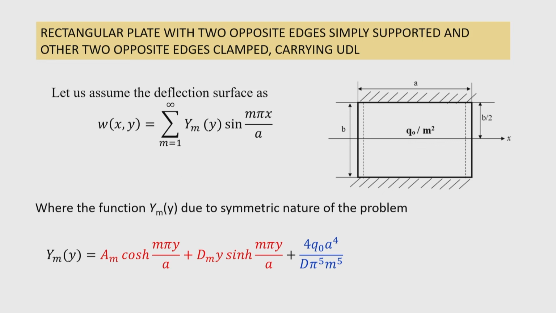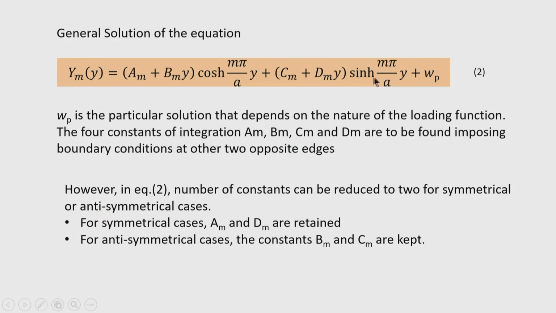So, let us assume the deflection surface as Y m of y times sin m pi x by a. Now, earlier we have seen that a solution is obtained in this form, but in the case that I am now discussing, two opposite edges are clamped and two opposite edges are simply supported. In that case the symmetry condition is satisfied, and therefore we will take the terms A m cosh m pi y by a and D m y sinh m pi y by a, and plus W p will be there because the plate is loaded. So, naturally this particular solution will also exist.